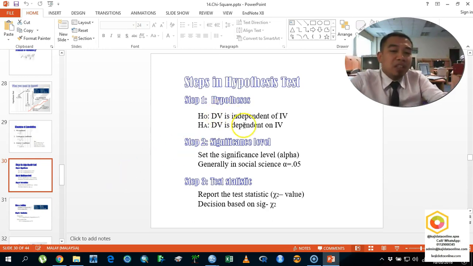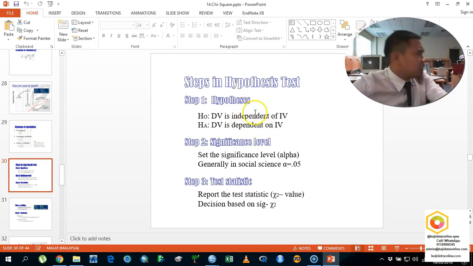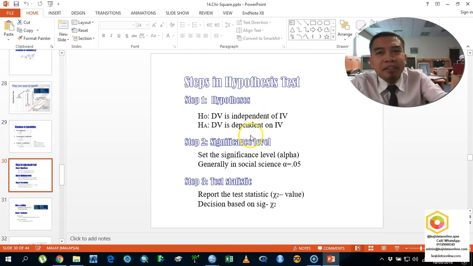So our null hypothesis is that the DV is independent of the IV. The DV is the level of awareness. The level of awareness is independent of our IV, which is gender. Why? Because this is the only categorical data. We cannot use correlation between the numeric data of the DV and gender, because gender is always nominal. We cannot change that fact. So what is our alternative hypothesis? The DV is dependent on the IV. The level of awareness is dependent on, influenced by, gender.